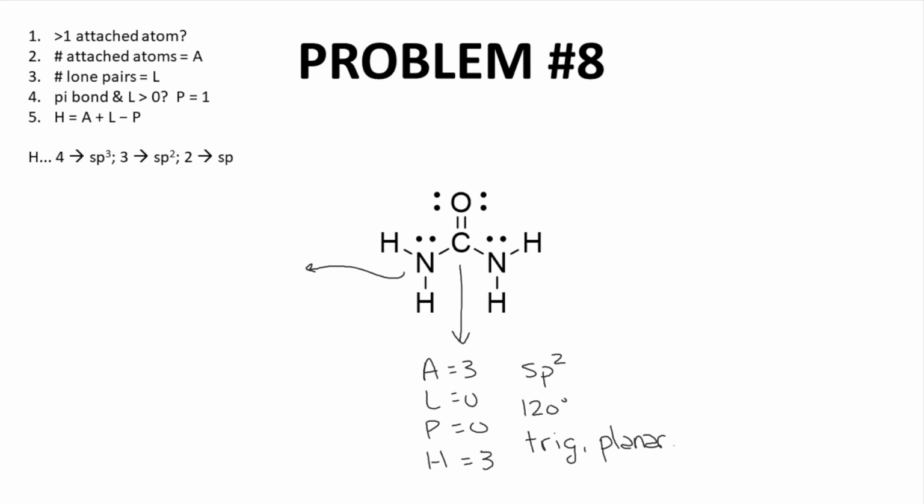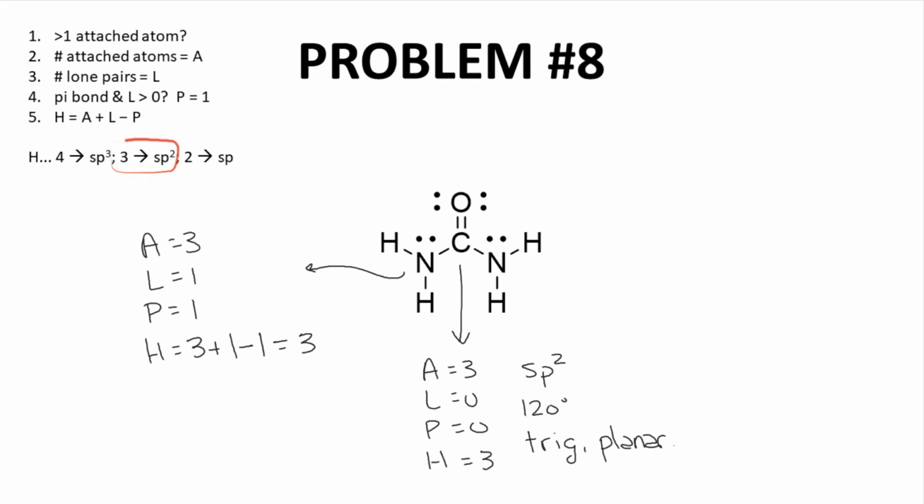Okay, this nitrogen is attached to 1, 2, 3 atoms. Looking good. It has a lone pair. And now, question number 4. Is it attached to a pi bond? Well, yes, it is. There's the pi bond. It's right next to the nitrogen. So it has a pi bond and it has a lone pair. So P in this case equals 1. So H equals A, that's 3, plus L, that's 1, minus P, that's 1.